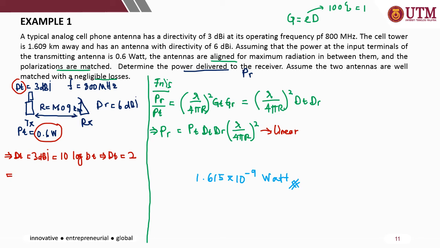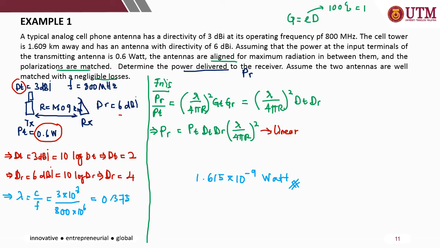Okay, so same goes to the DR. So DR equal to, in this case, 6 dBi. So 6 dBi is equal to 10 log 10 of DR. Therefore, your DR equal to 3.9 something, so around 4. Okay, so we have had the PT, DT, and DR. So now the lambda, the wavelength. So wavelength equal to c, the speed of light, divided by the frequency. So it's 3 times 10 to the power of 8 divided by the frequency, 800 megahertz times 6. So the lambda is equal to 0.375 meter.